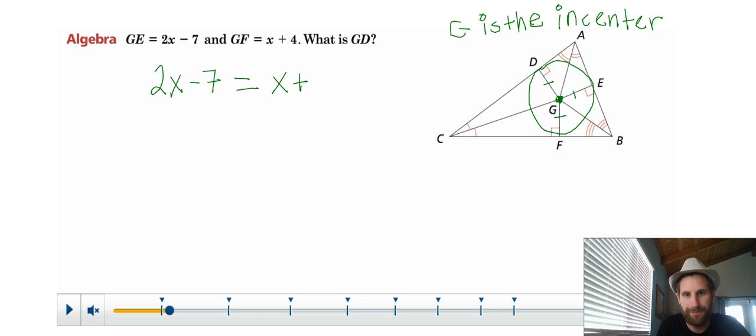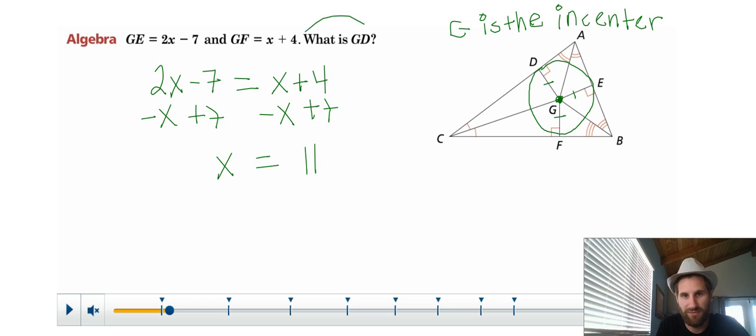So here we go. I'm going to subtract the x over here and add the 7 over there. Add the 7 to this, that gives me 11. Subtract the x over here to give me x equals 11. Now it wants me to find GD, so I'm not going to stop here. I'm going to plug it back in. I've got to plug it back into one of these because I don't know what GD is, but they're all the same, so it doesn't matter.